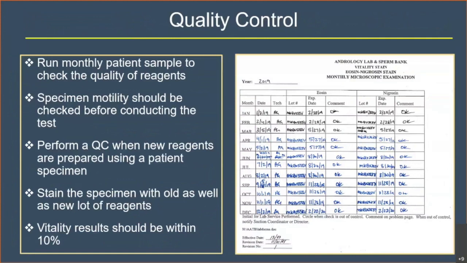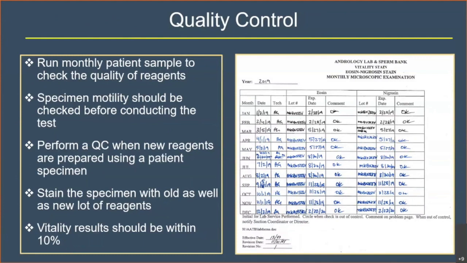As in any test, quality control is the hallmark of the efficiency of conducting the test and the validity of the results. So in this case, we have to also perform the quality control, and this involves the patient sample that is used to check the quality of the reagents.